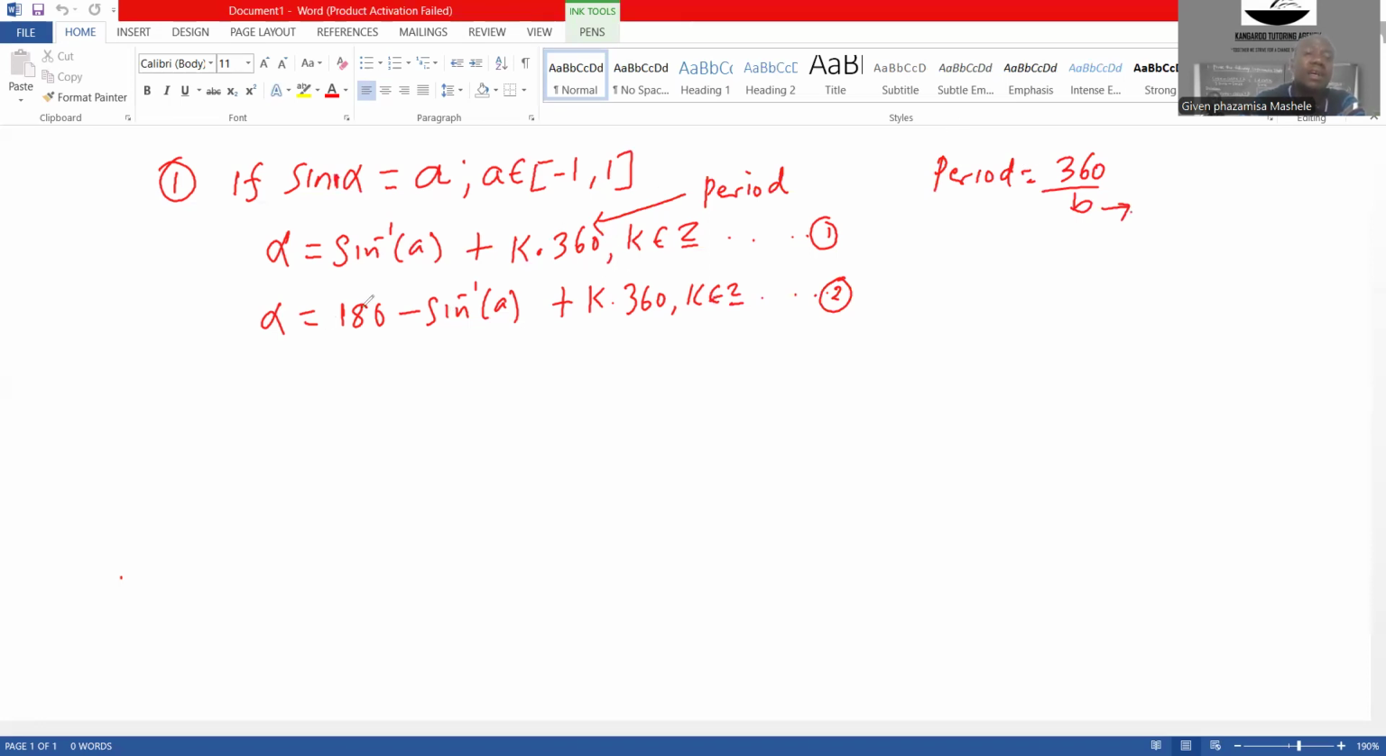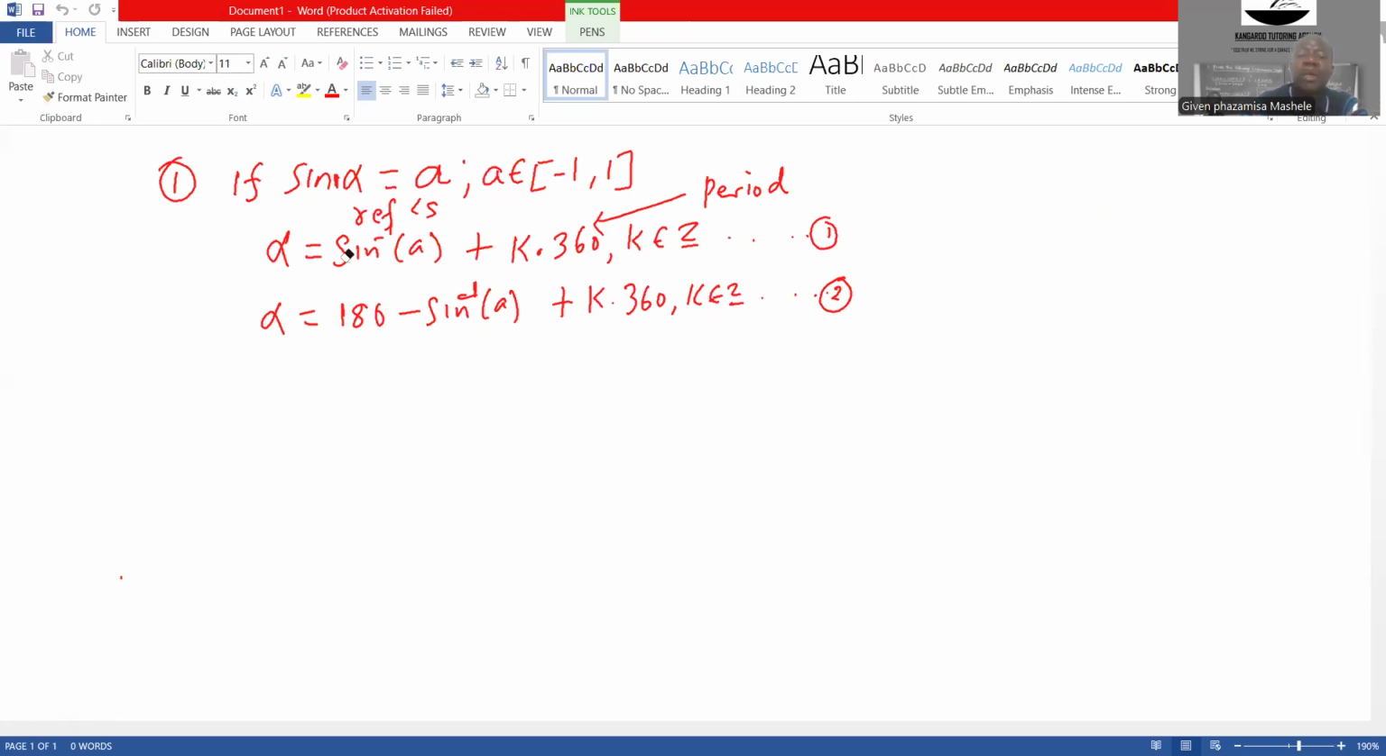Then the second one is 180 minus the first answer, which we call the reference angle, plus K times 360 where K is an element of integers. So always when they say determine the general solution and you find that you're using sine, you must always have two answers: the first answer and 180 minus the first one. So this is what you need to know when you're determining the general solutions for sine.